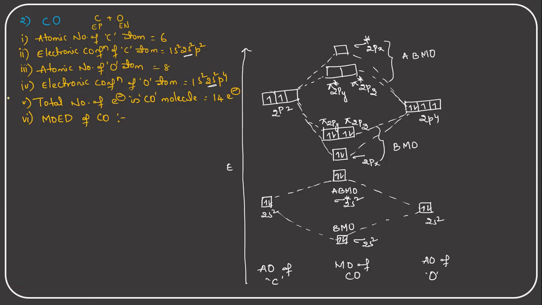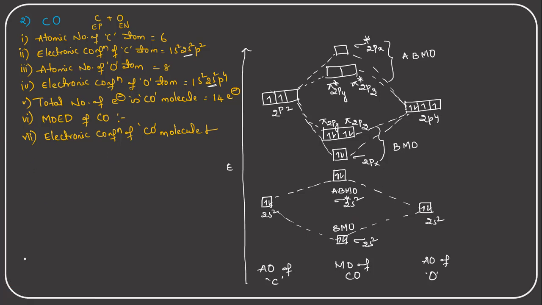Then, what will be the sixth point? Sorry, seventh point. And after the molecular orbital energy level diagram, we need to write the electronic configuration, right? Electronic configuration of what? CO molecule. So for the CO molecule, what will be the electronic configuration? Let us see now. Let us write now.